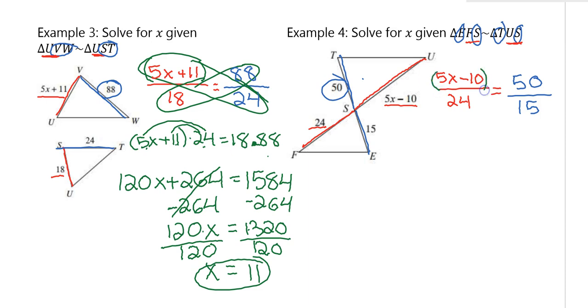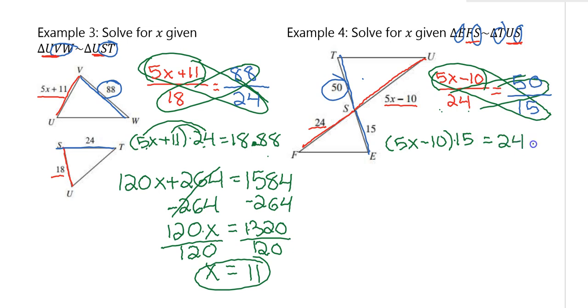Again, parentheses around anything that has an addition or subtraction sign in it, and then cross multiply. So I have 5x minus 10 times 15. Cross multiply my means, 24 times 50. Don't forget to distribute. 5 times 15 is 75x. Negative 10 times 15 is negative 150. Equals 24 times 50, which is 1,200.